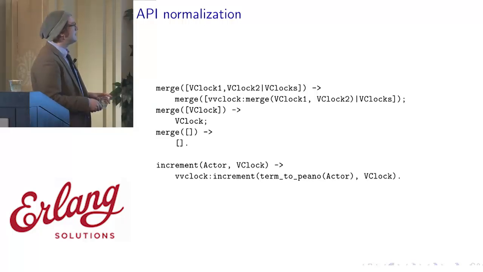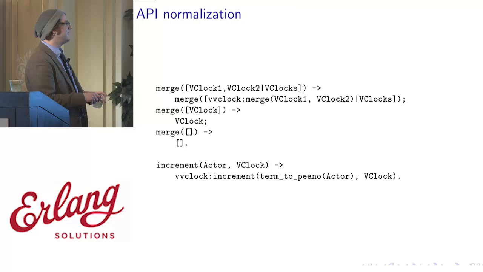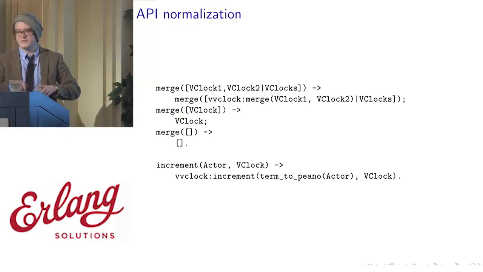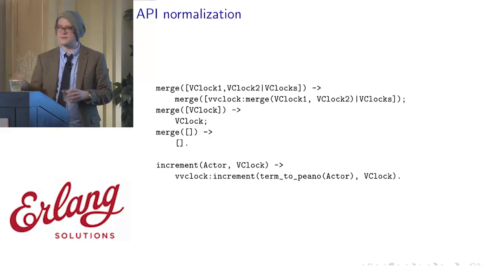Normalizing the API, little stuff like that. You see that, again, for the type conversion on the increment, we take the actor and the vclock, and we basically have to do the Peano term conversion stuff on the actor, and we have to make sure that when we get it back, we convert it the opposite way.